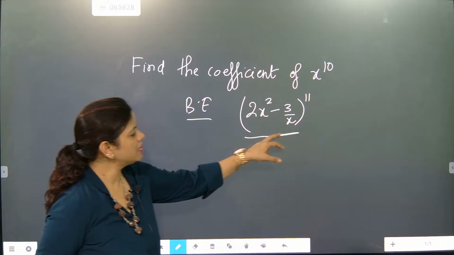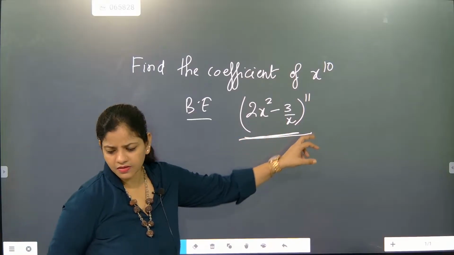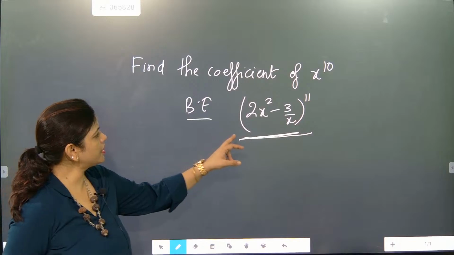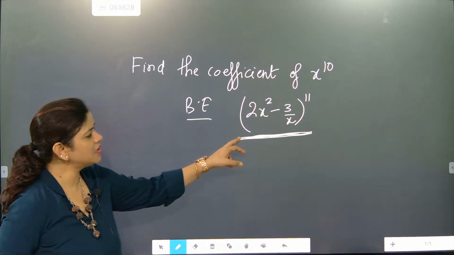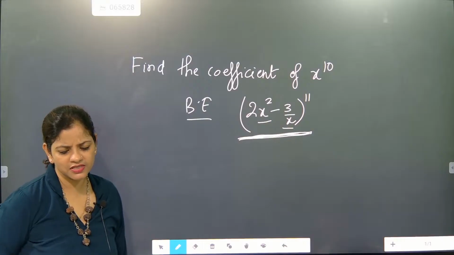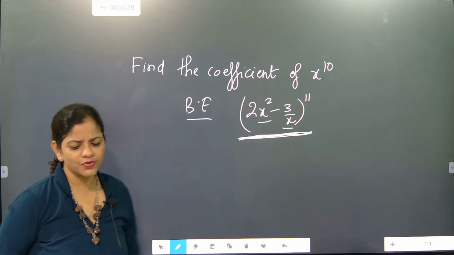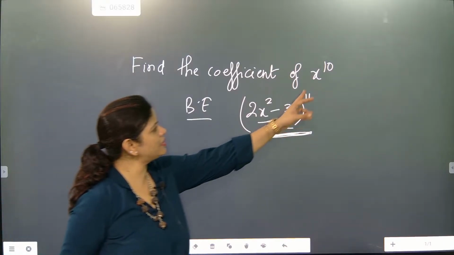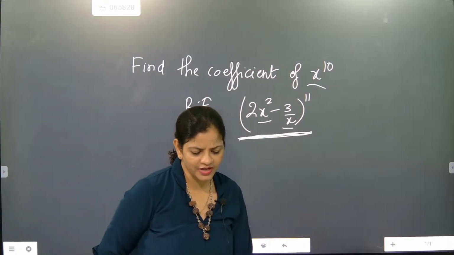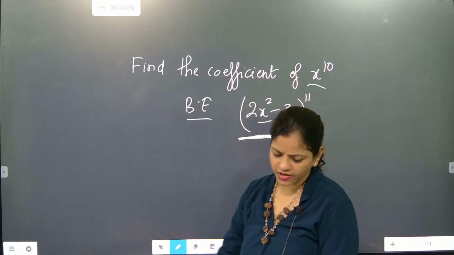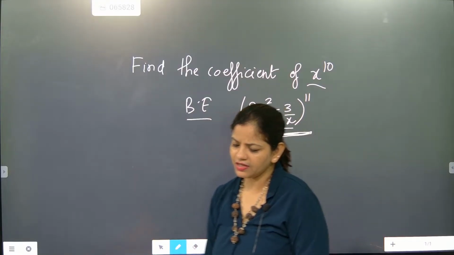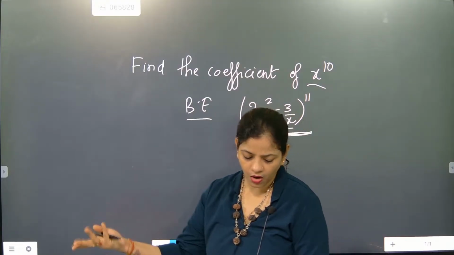Now beta, look here. Can you tell me, here x squared is also there, and in the denominator part x is also there. Then how are we going to proceed with this? Writing x to the power 10 is very, very difficult, because they are asking for the 10th degree. Okay, now how are we going to proceed?